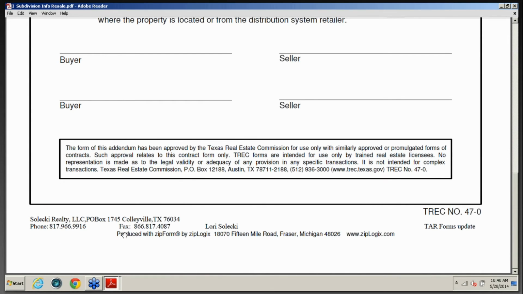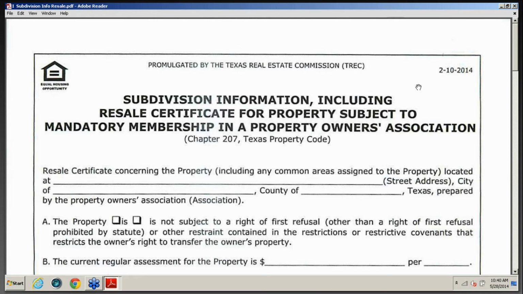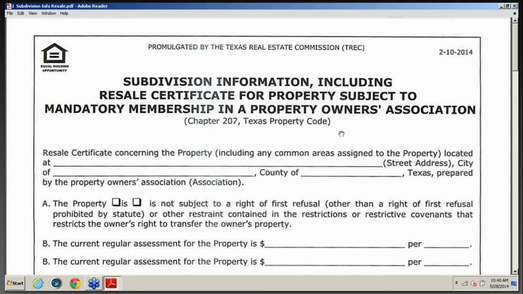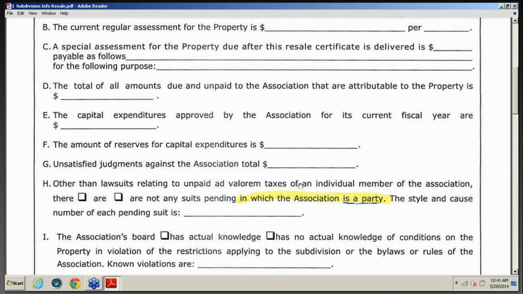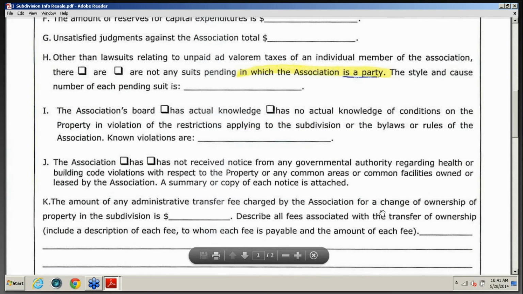Okay, the other change was to the subdivision information, including resale certificate for property subject to a mandatory membership in a property owners association. This went live as of February of 2014. There was a very small change on paragraph H. I had to look at this 2 or 3 times to figure out what did they change. So this is it. They added in the association in which the association is a party. So they're talking about lawsuits or litigation, and this is added in which the association is a party. So that is the only change that was made on that.